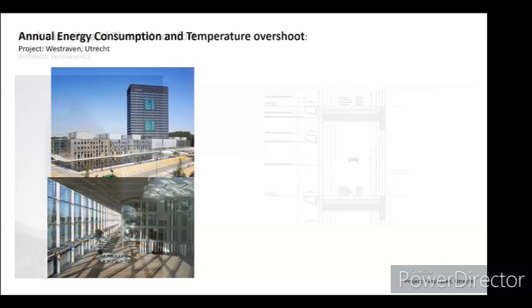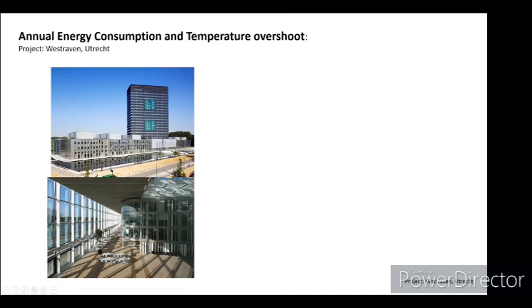And this is one of the government offices in the Netherlands. This is an existing project, and they have a huge glass atrium. Here they had an issue of overheating. It's very weird to see overheating in such a cold climate.